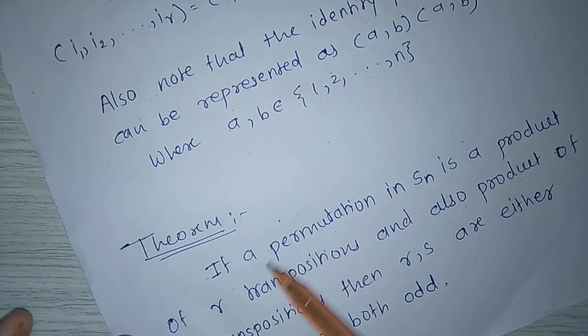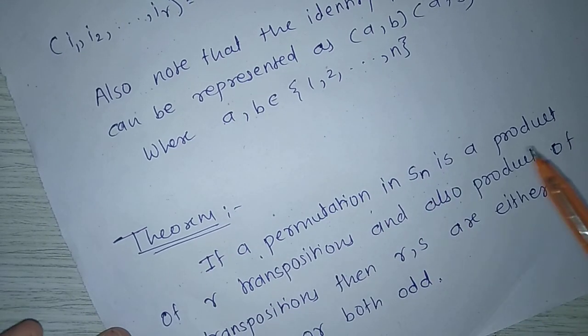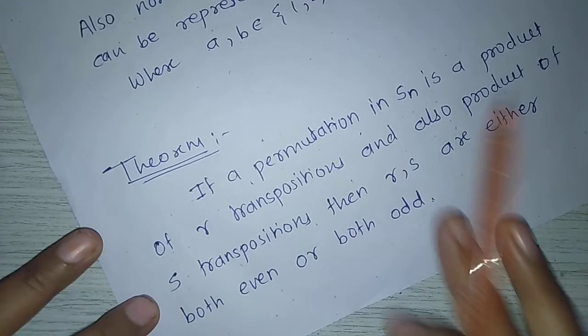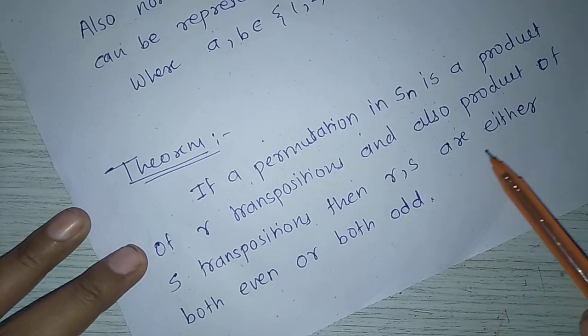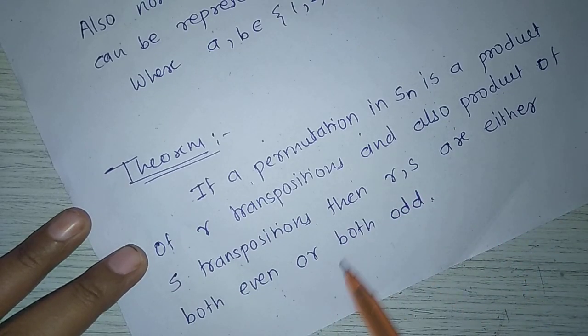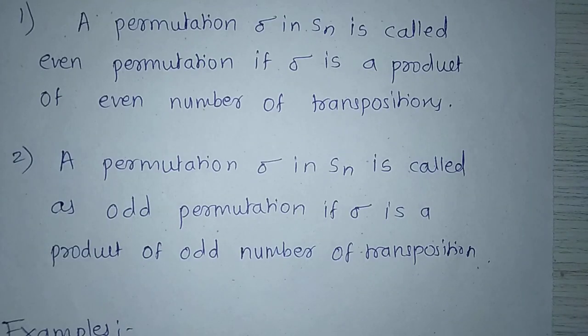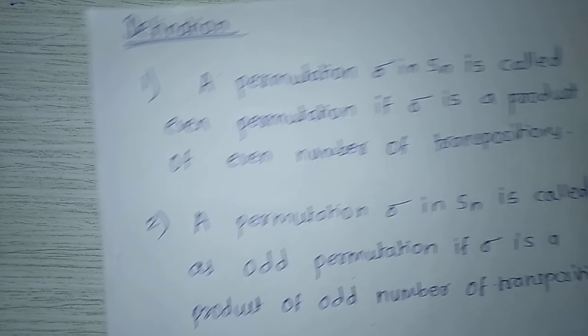Next theorem: if a permutation in Sn is a product of r transpositions and also a product of s transpositions, then r and s are either both even or both odd. First of all, what is meant by even permutation and odd permutation?